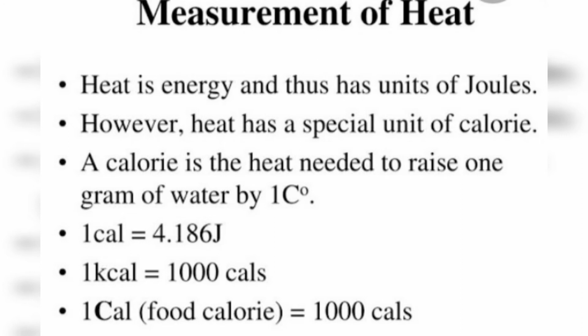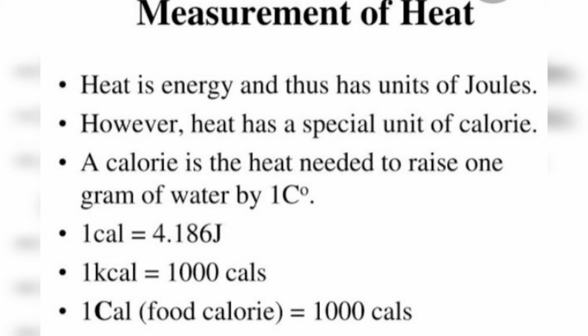Now the next topic is units of heat. What is the unit of heat? We have two systems. One is the SI system and another one is the CGS system. What is the unit of energy in the SI system? We know that the unit of energy in the SI system is joules. So in the similar way, the SI unit of heat energy is also joule. But what about the CGS system? In the CGS system there is a special unit called calorie.